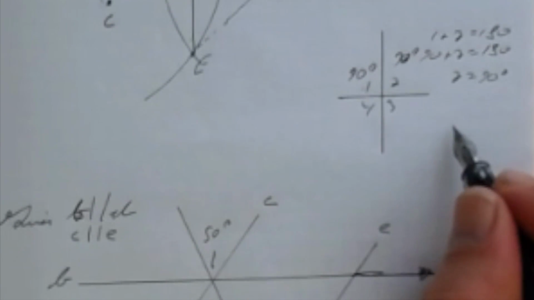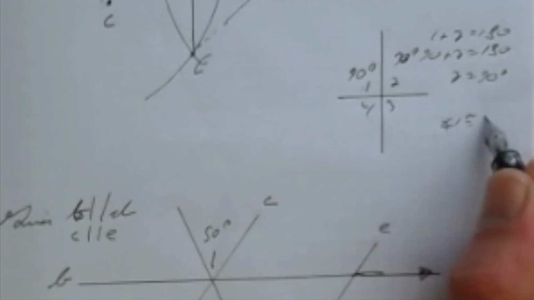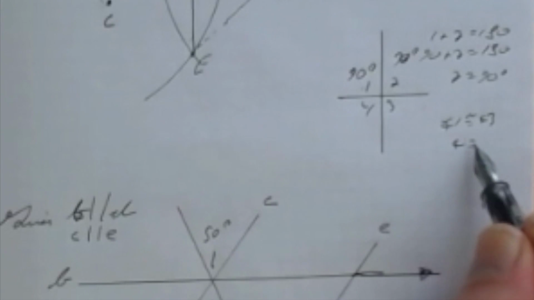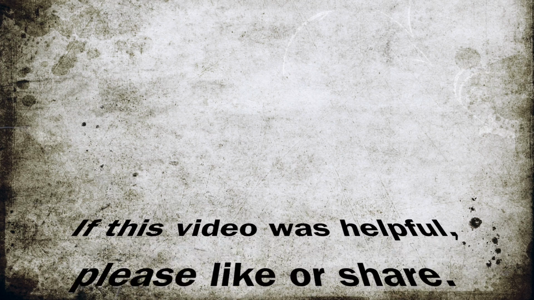I know that angle 1 and angle 3 are vertical, so angle 1 is congruent to angle 3, making angle 3 90 degrees. I know that angle 2 and angle 4 are vertical angles, so that means that angle 4 is equal to 90 degrees. Remember, math rocks with a capital M.